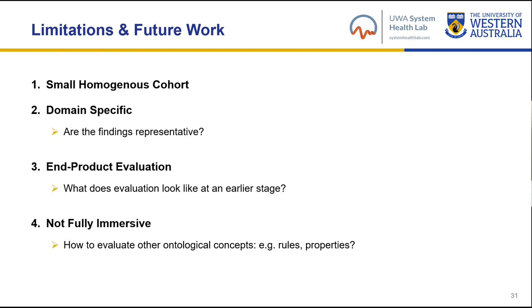Thirdly, the evaluation was of a fully formed ontology. And so the question remains, what does evaluation look like at an earlier stage? And can the findings here be applied? And finally, the study focused on engaging users with a subset of ontological concepts, classes, and relationships. Other concepts, such as rules and properties, have yet to see a user-based design or evaluation.